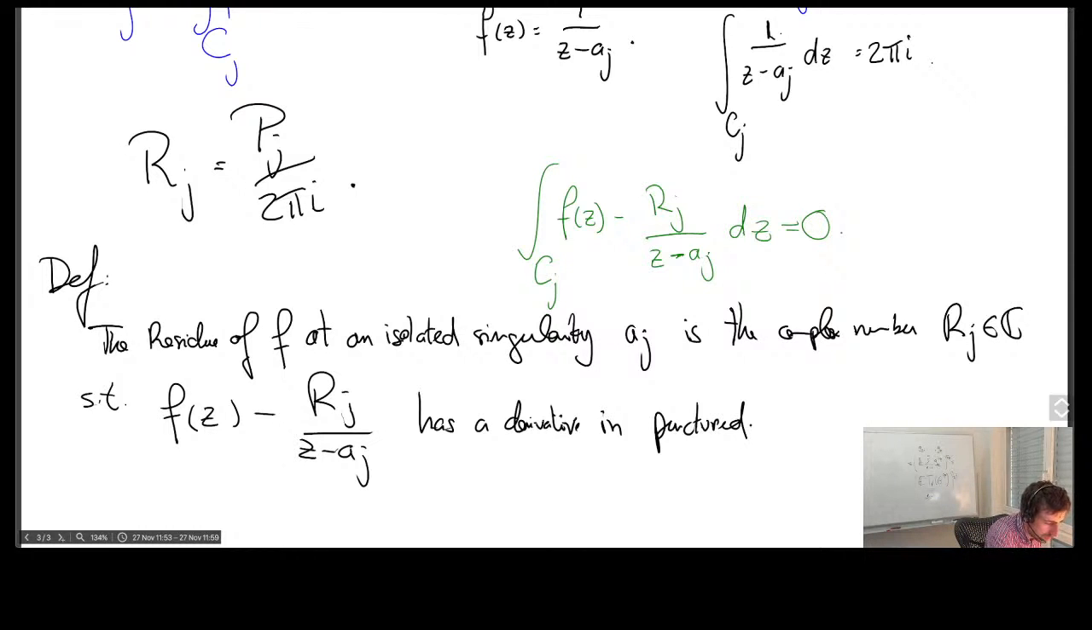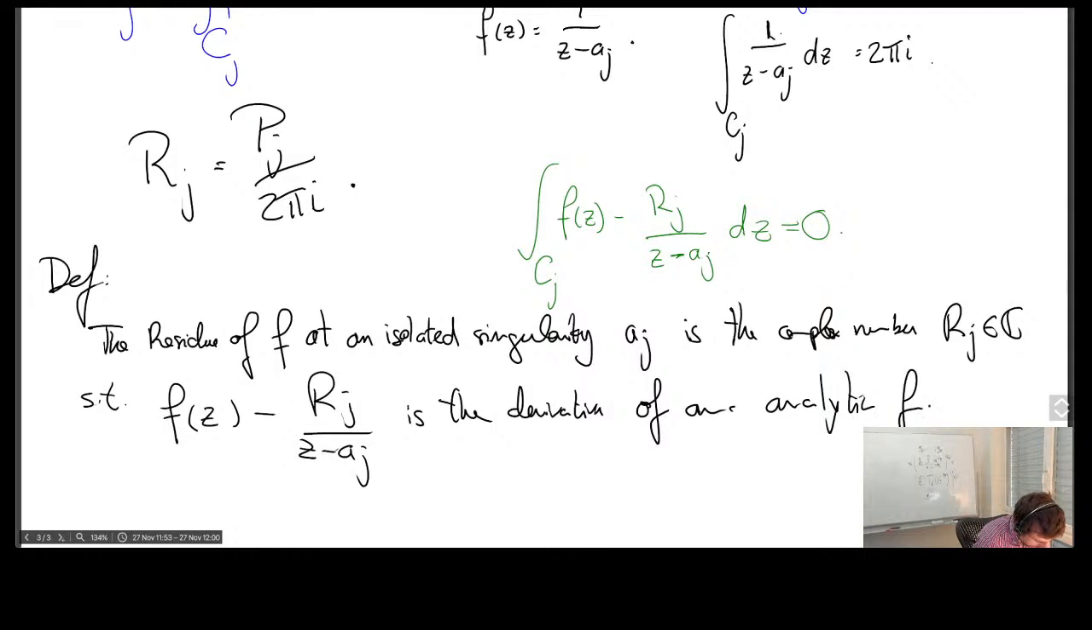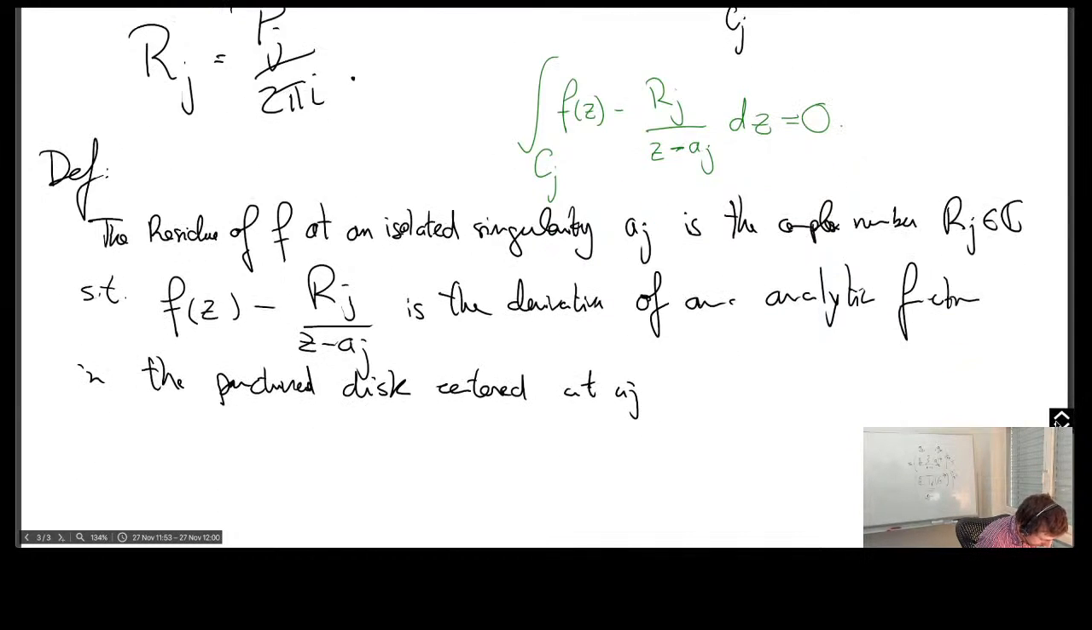Not a derivative, but a primitive, of course, because the integral is 0. So it is the derivative of an analytic function in a punctured disk.